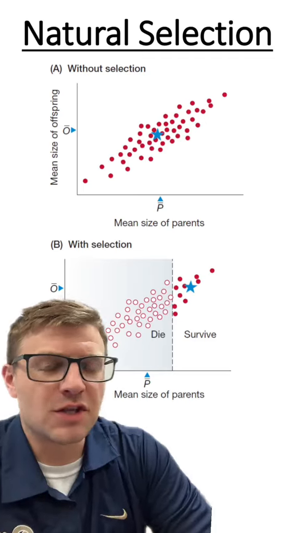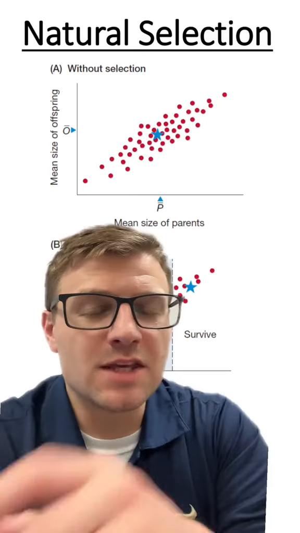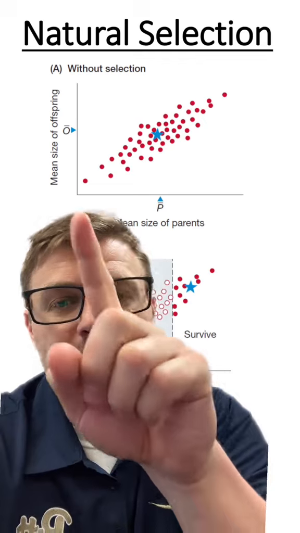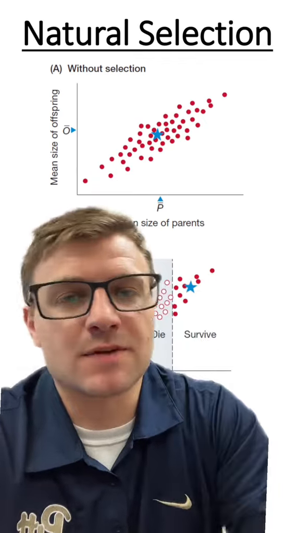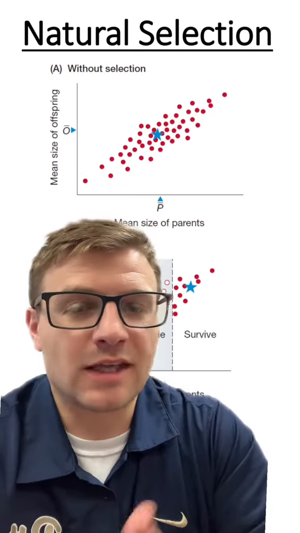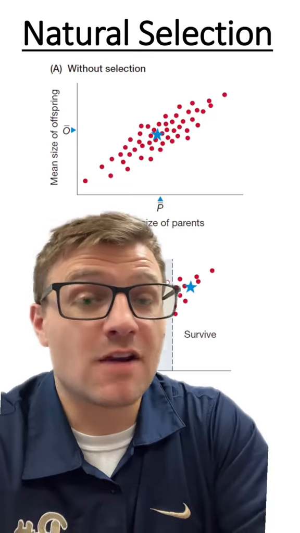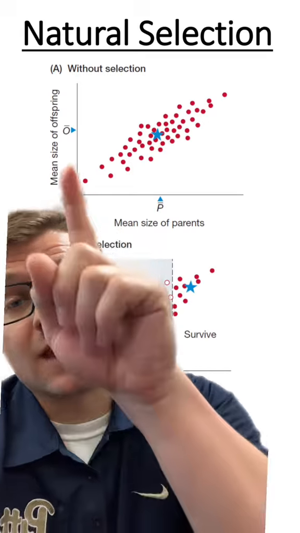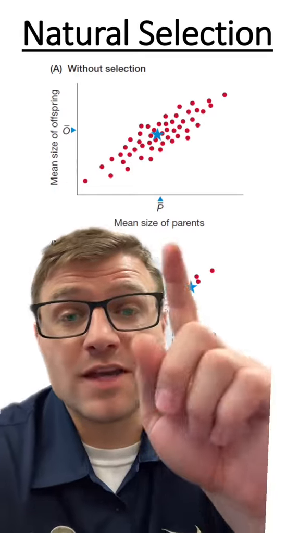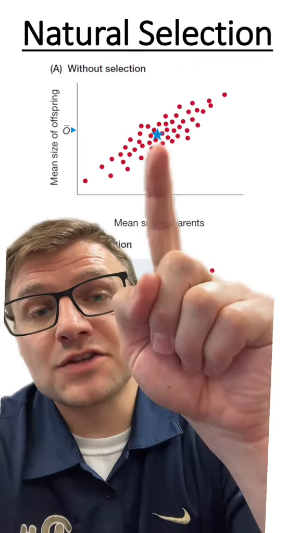Let's go over natural selection using these two graphs. In each one of these graphs, the bottom is going to represent the parents and the left-hand side here is going to represent the offspring. And in this case, we're looking at size. And in this population, there is a variation of both the parents and the offspring. You can see for both the parents and the offspring, the average is right about here.